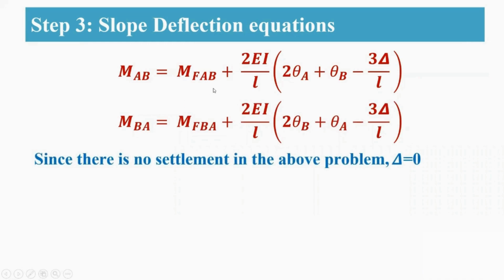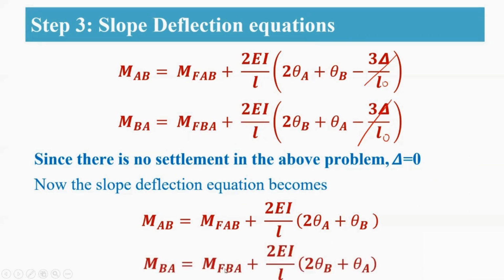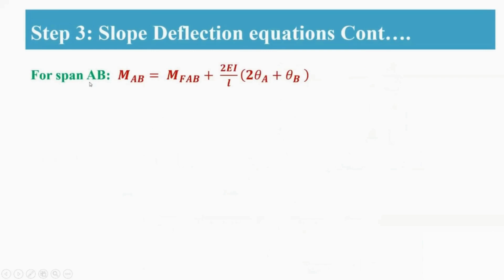Since there is no settlement in this problem, I'm substituting delta equal to 0. Now by simplifying these two equations, you get MAB equal to MFAB plus 2EI by L into 2 theta A plus theta B, whereas MBA will be equal to MFBA plus 2EI by L into 2 theta B plus theta A. Next you're going to use the slope deflection equations for the different spans, that is AB and BC.